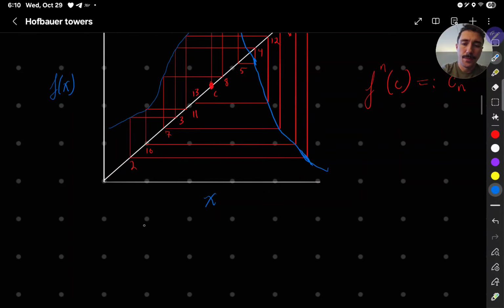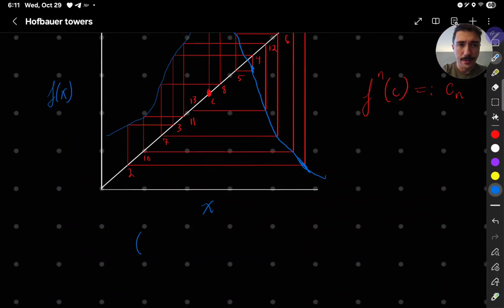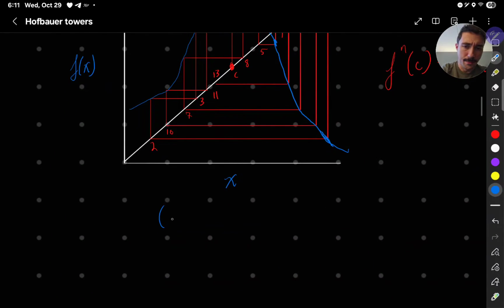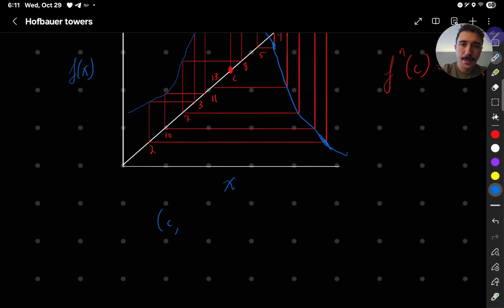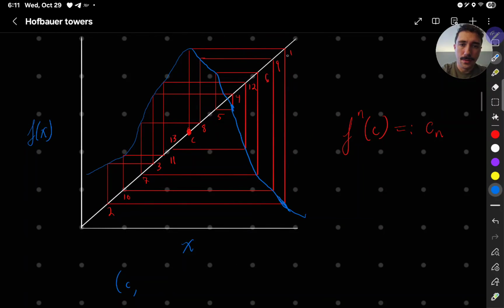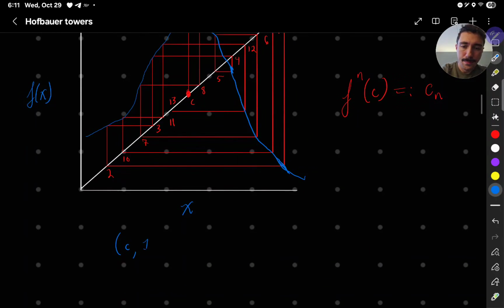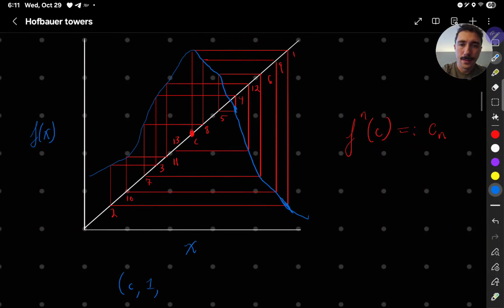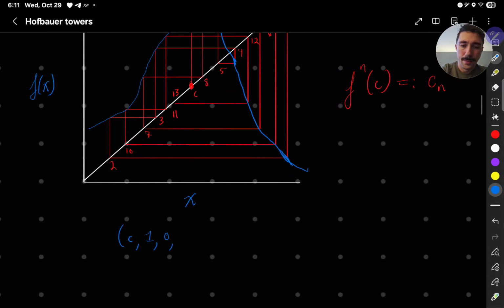So let's do this constructively in this case. So the kneading sequence, I'm going to do it with zeros and ones. I'm going to write 0 if we're on the left side, and I'm going to write 1 if we're on the right side, at each iterate. I'm going to start by writing C, just to keep things simple. Then I'm going to write, well, C1 lives in the right side, so I write 1. C2 lives on the left side, so I write 0.